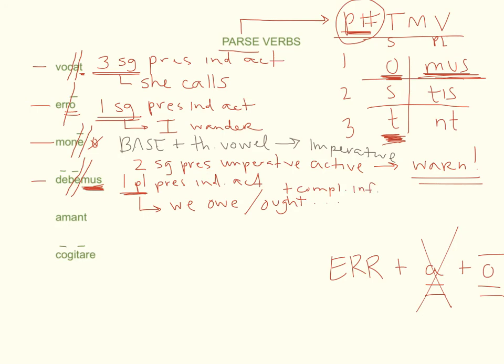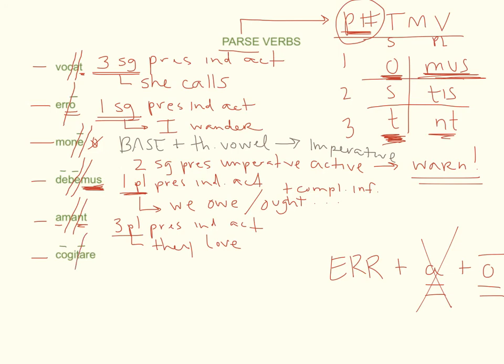All right, good. Next one, amont, base, thematic vowel. Personal ending nt is third person plural. Doing this one a little quicker. Third plural present indicative active. We know that third plural is translated as they. We know that the base is the base for amo amare, which means to love. So they love, they are loving, they do love. Not too tricky.